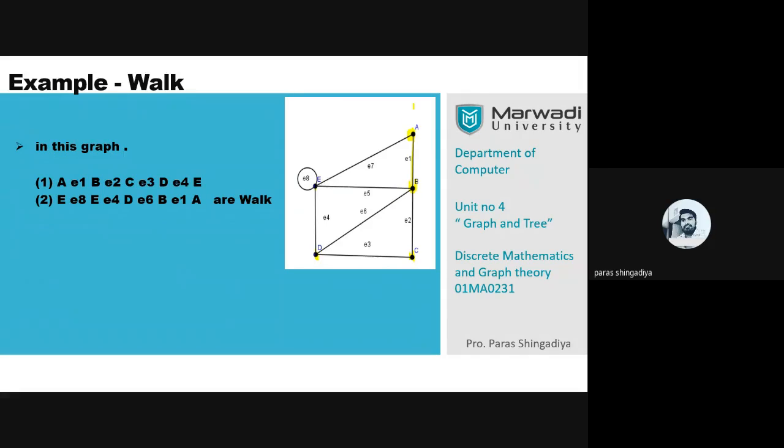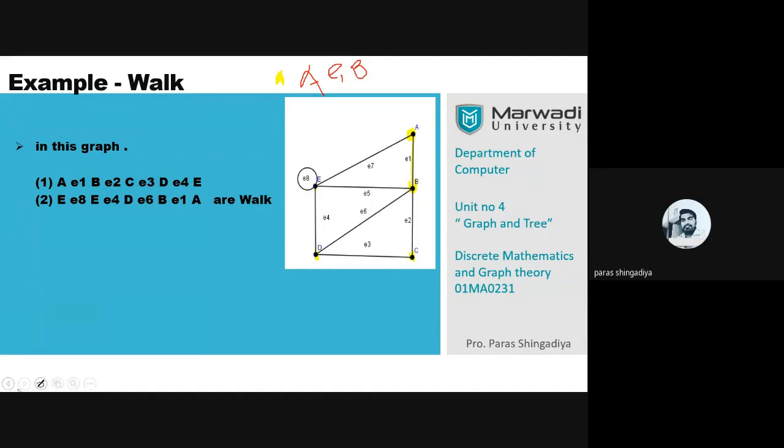A, E1, B. That is one small walk. You can consider A, E1, B as the smallest walk, which connects two places with one path.